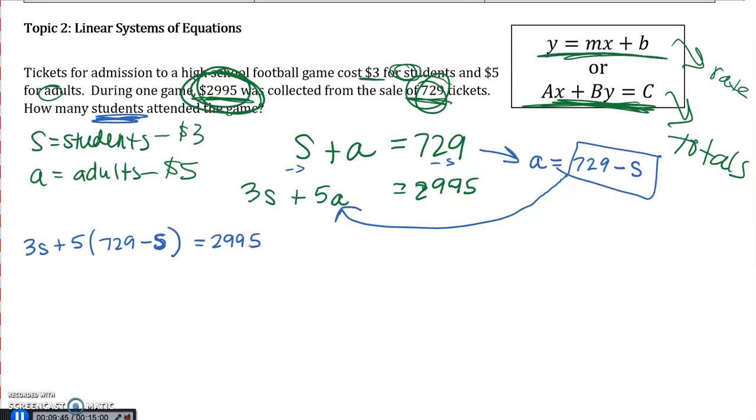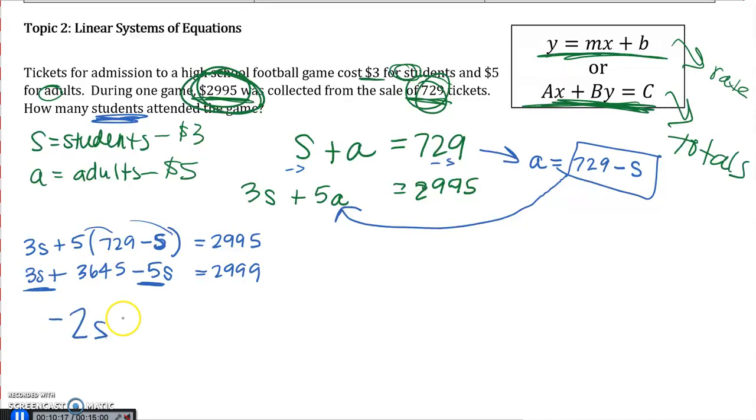You'll probably want to use your calculator for a little bit on this one, because 5 times 729, you have to distribute, is 3,645 minus 5 times s. Again, be careful when you use s's for variables because sometimes they look like 5s. Now I want to combine my like terms. I have 3s and negative 5s, which make negative 2s, plus 3,645 equals 2,995.